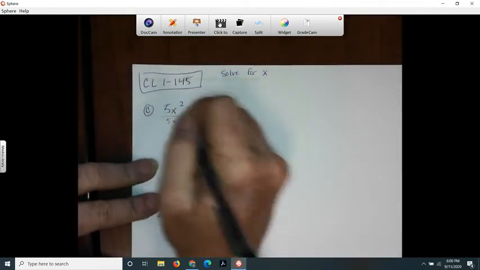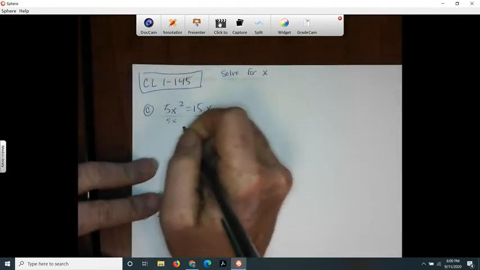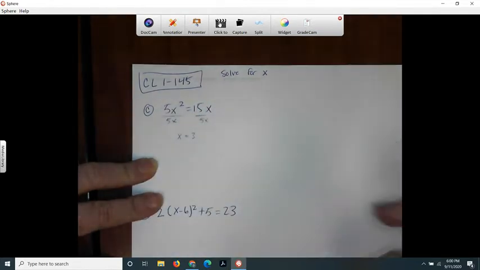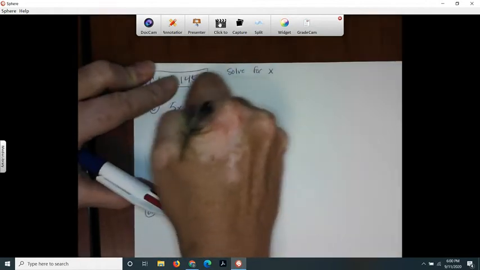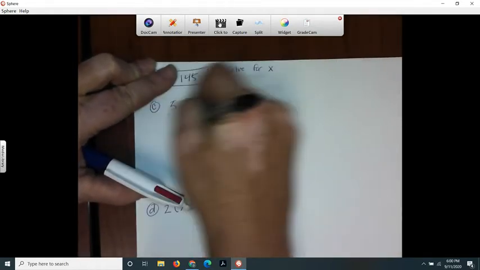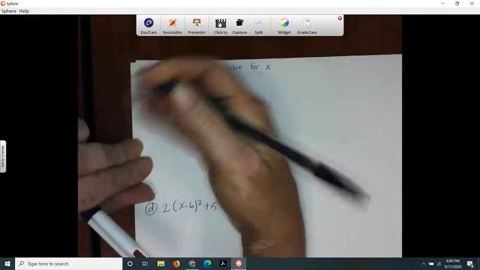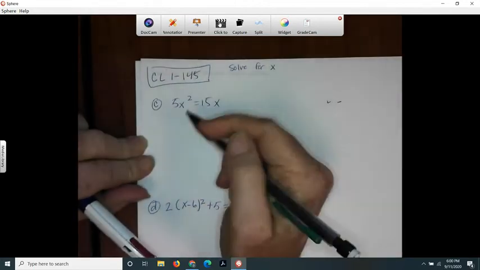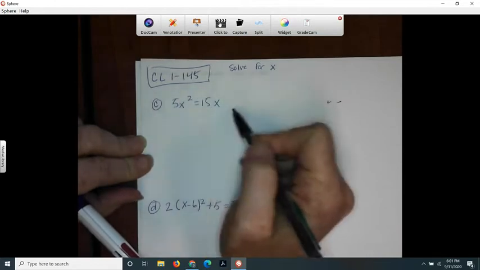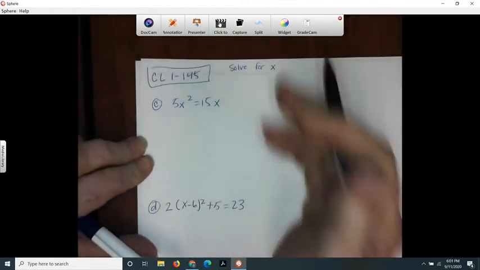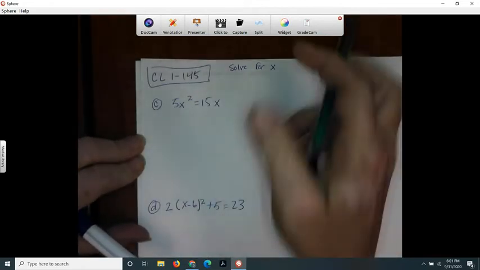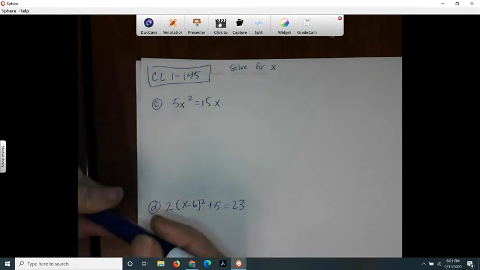You want to get x equals 3. And x equals 3 is a solution, but there's another solution. So if I plug 3 in there, I can see that I'd have 3 squared is 9, and 9 times 5 is 45. 15 times 3 is also 45, but there's another solution, and guess what it is? You can probably guess that it's 0. So in this one, you can just guess, but in some of them, it's not so obvious.